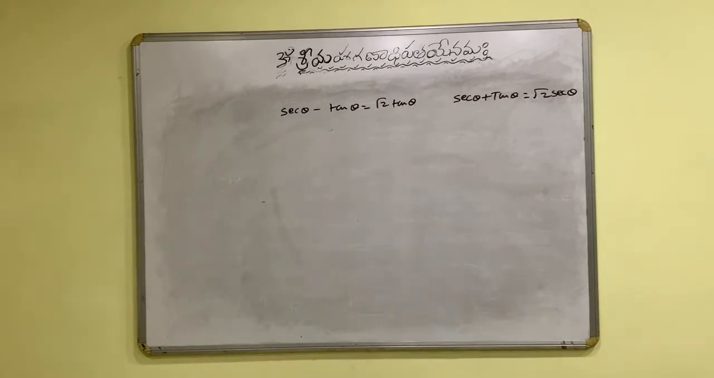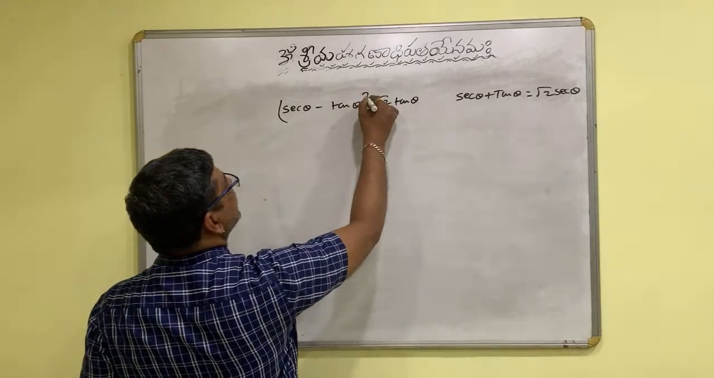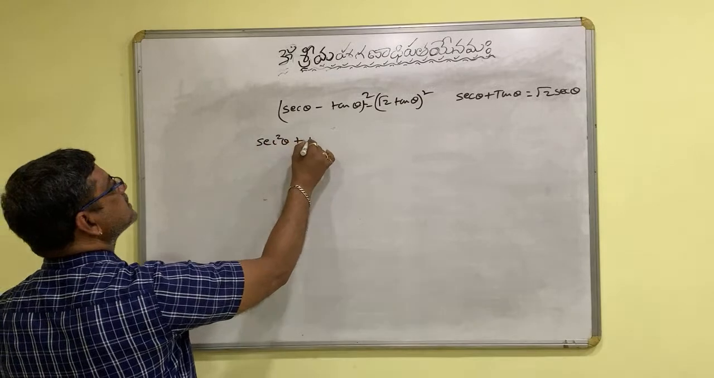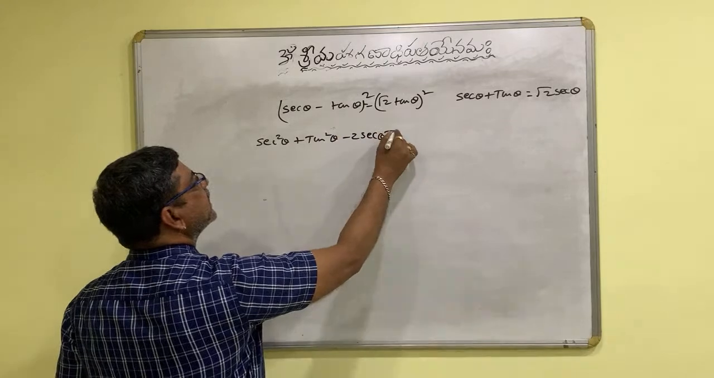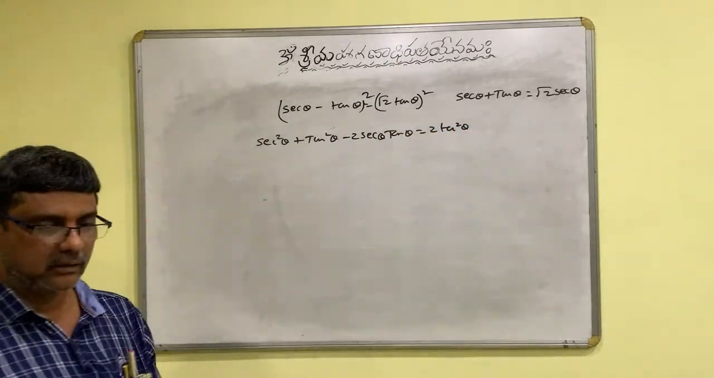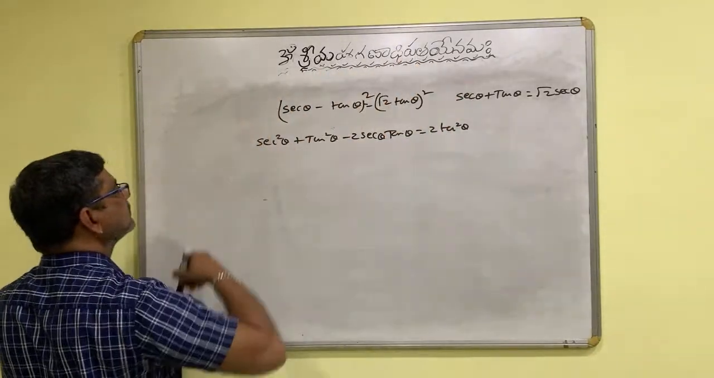Again squaring on both sides. Very good, very good. Do it fast. Take the first equation and square it on both sides. Secant square theta plus tan square theta minus 2 secant theta tan theta is equal to 2 tan square theta. Now as it is, bring 2 tan square theta this side and this one to that side.